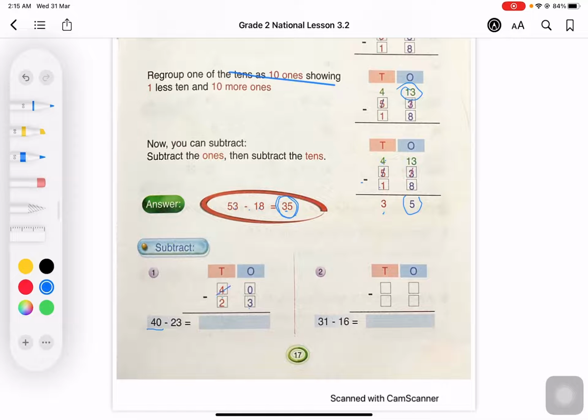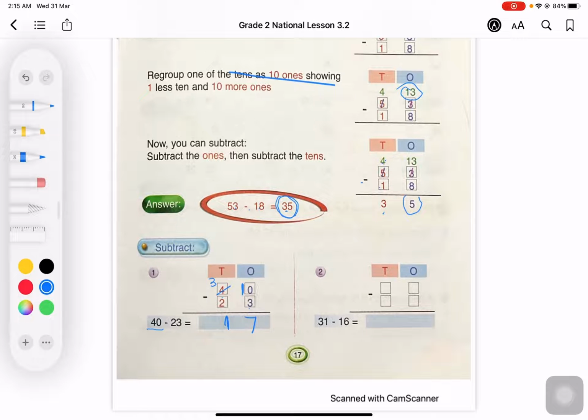From the 4, 1, 10. The 4 will be 3, so cross the 4. It becomes 3. What will happen to the ones? It will be 10. Now subtract. Take 3 from the 10. How much is left? 7. Now, 3 minus 2, it is 1. You solve the question vertically. They wrote it horizontally. You write it vertically. And the difference between the 2 numbers is 17.